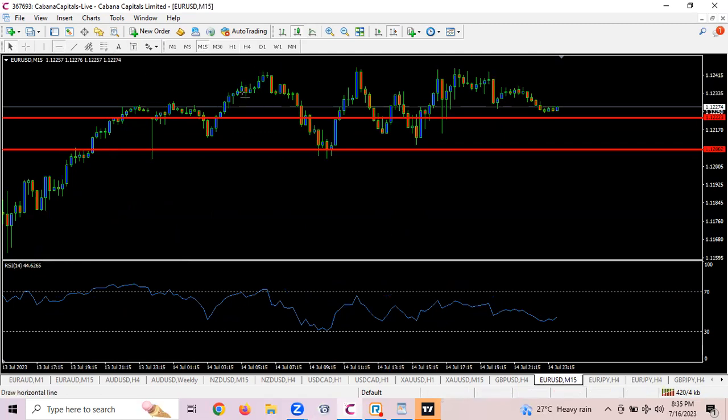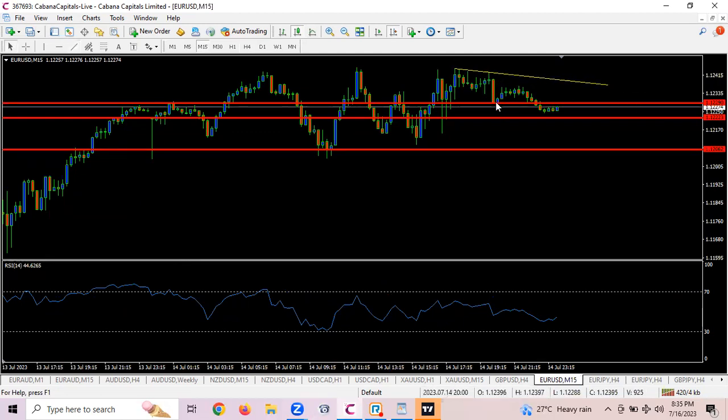I think this is a breaker block. Sorry, this should be mitigation. This is a mitigation block on the 15 minutes time frame. And we have a breaker block here. This is a breaker block on the 15 minutes time frame.